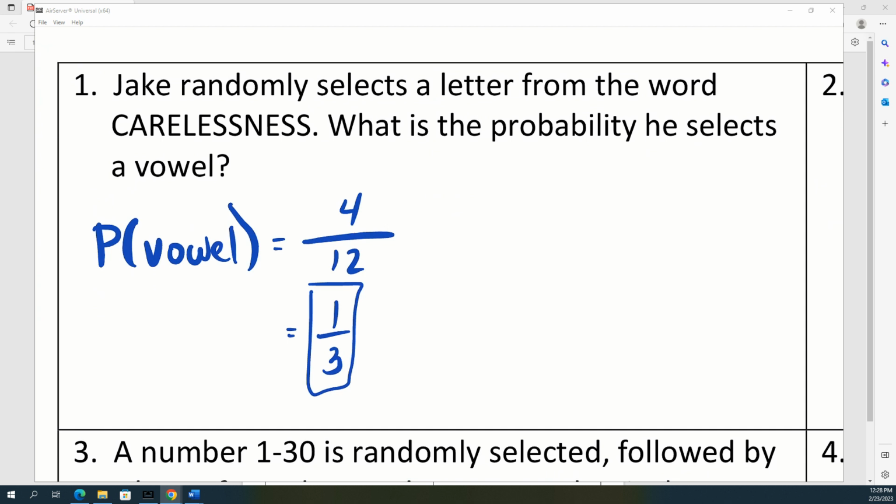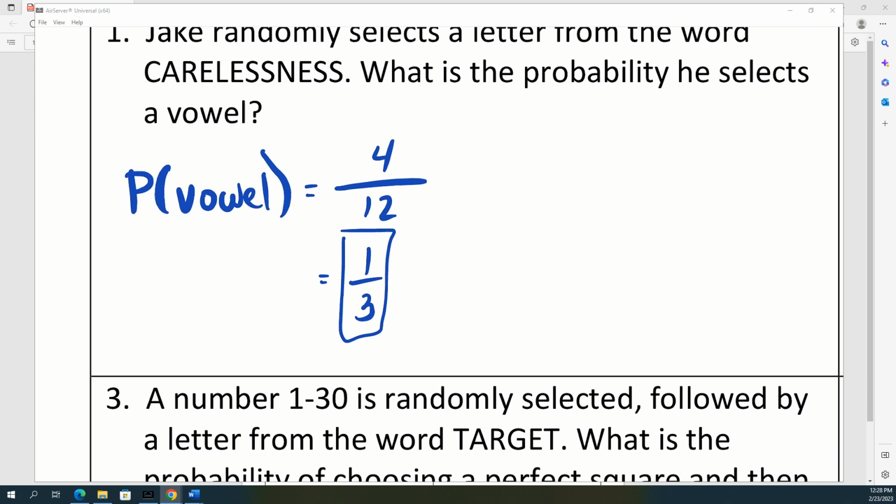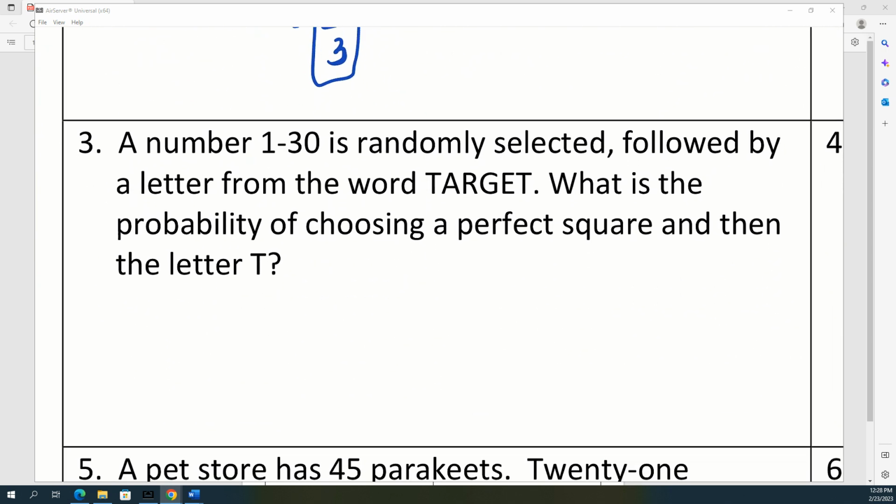Okay, we're actually not going to do number 2. We're going to do number 3, though. On number 3, a number 1 to 30 is randomly selected, followed by a letter from the word target. What is the probability of choosing a perfect square and then the letter T? So how many things are being selected? Two things. Multiple things are being selected, right? Multiple items. We're selecting a number and a letter. And multiple items mean you're going to multiply.